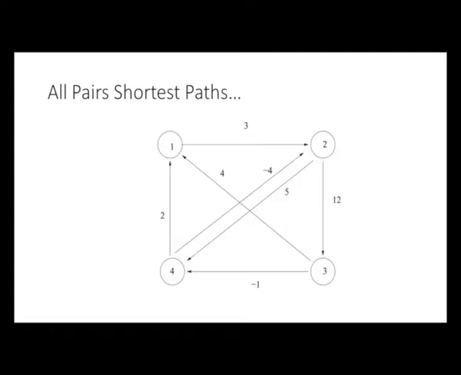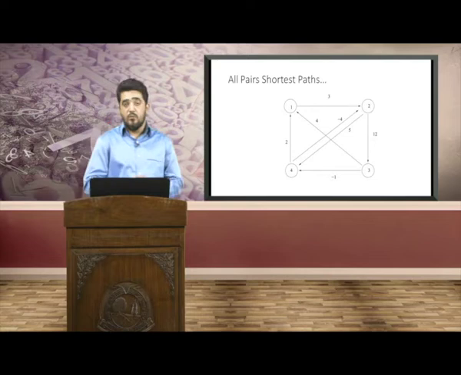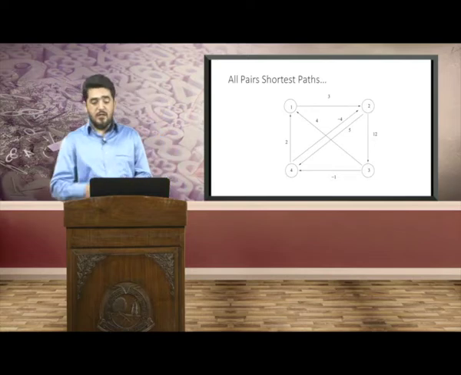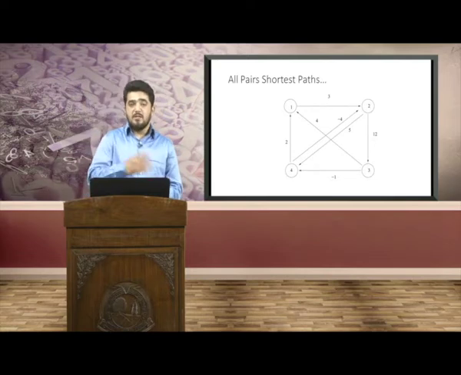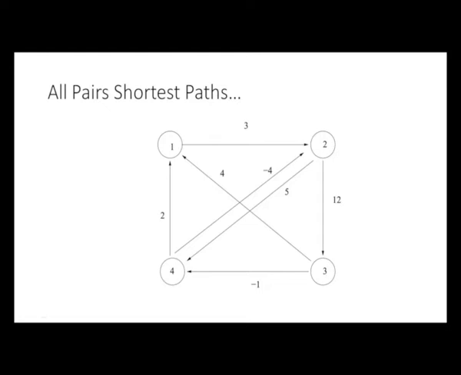Now let's see an example. On the slide you can see we have a directed weighted graph. There are negative weights and positive weights, but it is important, as I said earlier, that there should be no cycle with negative or zero weight. In this graph as well, we do not have any negative or zero weight cycles.